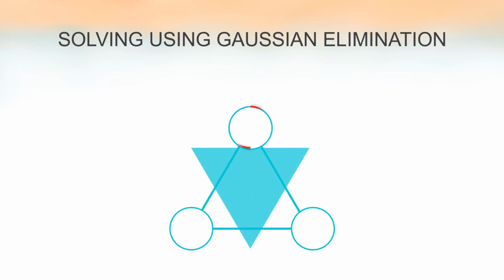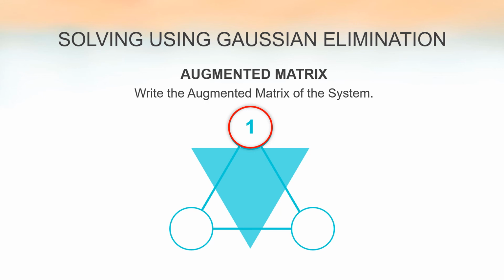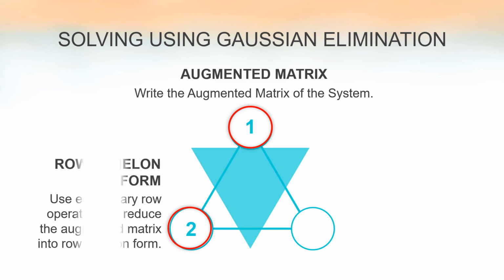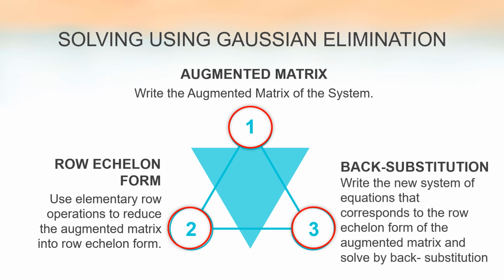As a conclusion, when solving using Gaussian elimination, the 3 important steps to be taken are: write the augmented matrix of the system, use elementary row operations to reduce the augmented matrix into row echelon form, write the new system of equations that corresponds to the row echelon form of the augmented matrix, and solve by back substitution.